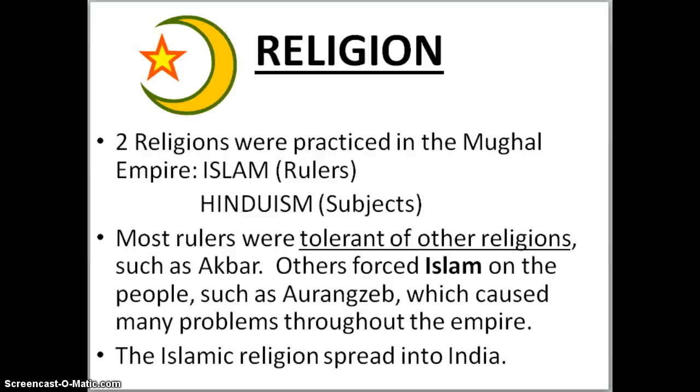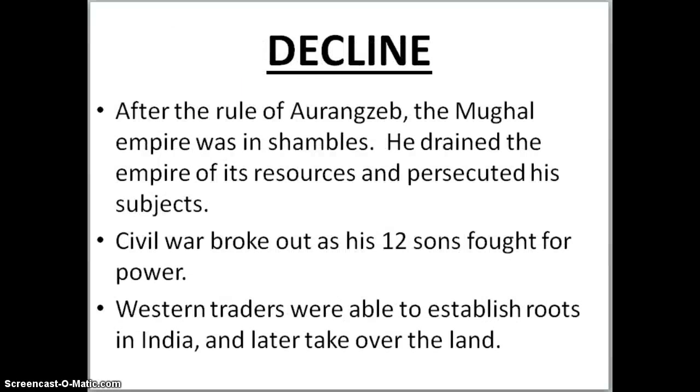Another thing you need to know is that the Islamic religion is going to spread into India. So the Mughal Empire is no more. How did it decline? Well, very similar to the Ottoman Empire. So after the rule of Aurangzeb, the Mughal Empire was in shambles.